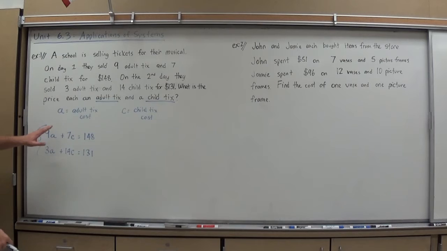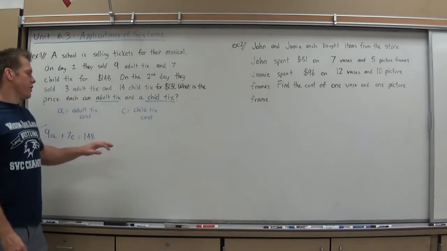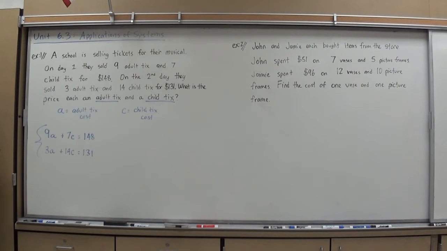This is the tough part. If you can find out what the variables are going to be and create your system, from there it's just a matter of following the steps for solving a system of equations. Why don't we go ahead and solve this one now? So I have 9A, 3A, 7C, 14C, and I have my constants. So everything's lined up in columns.